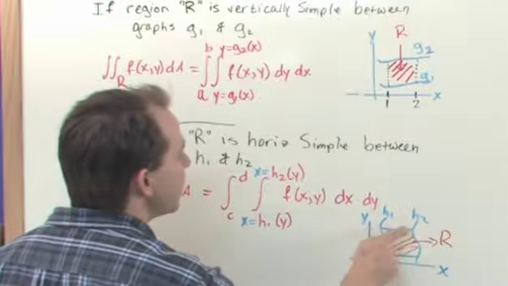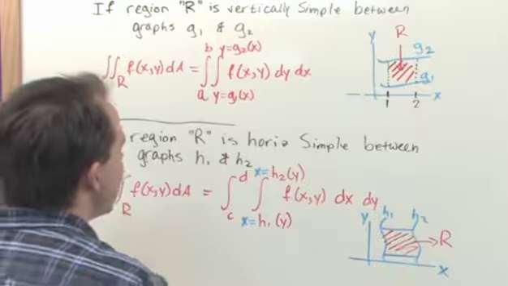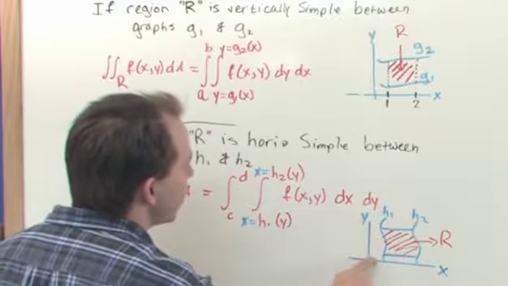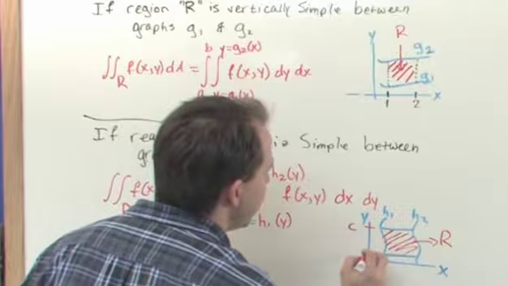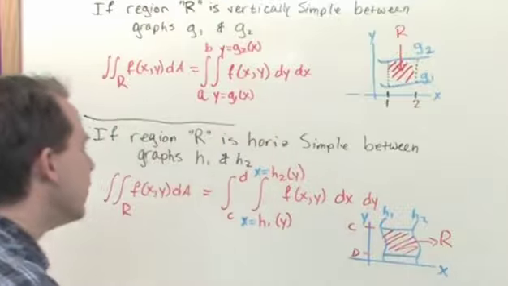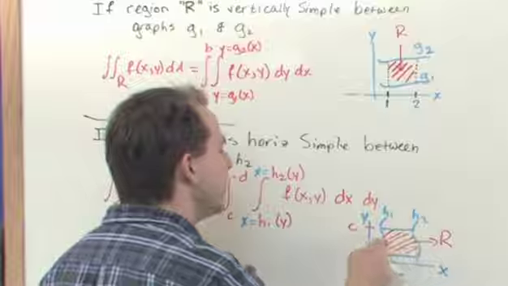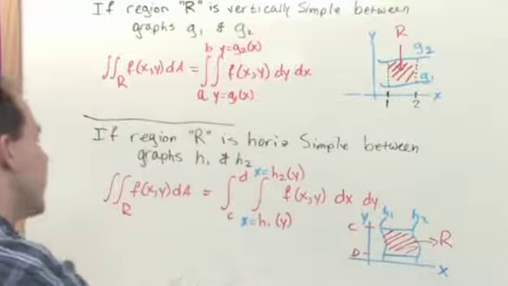You're integrating from this function up to this function, okay? And then c to d is just integrating whatever boundary you might have here. So this might be c, and this might be d, integrating there. So again, between the functions here and the numbers here, you've defined a region R.